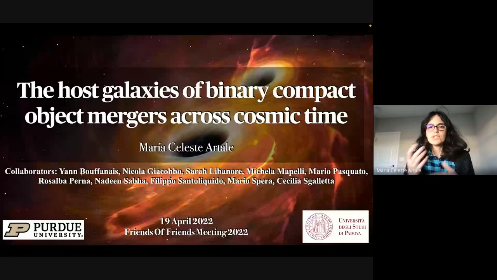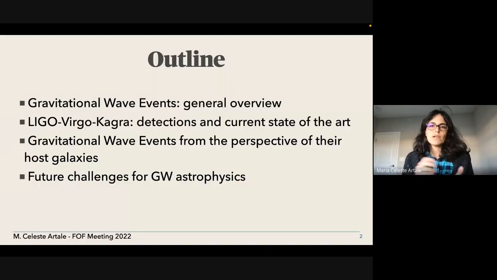As an outline, I will just give a general overview about exactly what gravitational wave events I will be referring to, and what the detections and the current state of the art from the LIGO-Virgo-KAGRA collaboration are. Then I will focus on why we are interested in understanding more about the galaxy properties in the context of gravitational wave events. And I will mention some of the featured challenges, but there are so many that I will just mention a brief summary from my side.